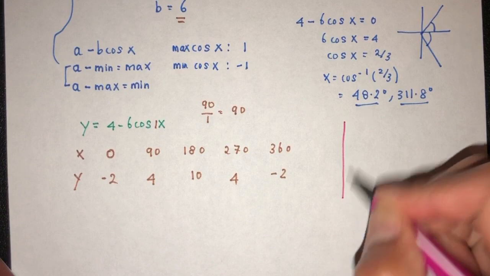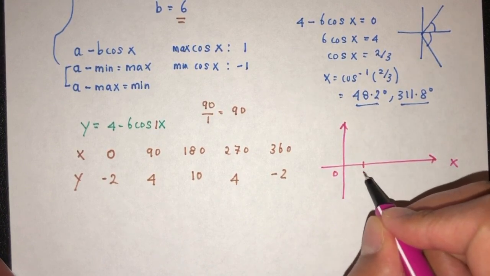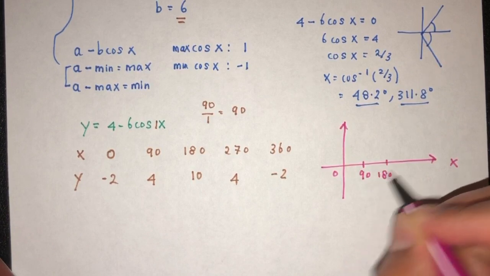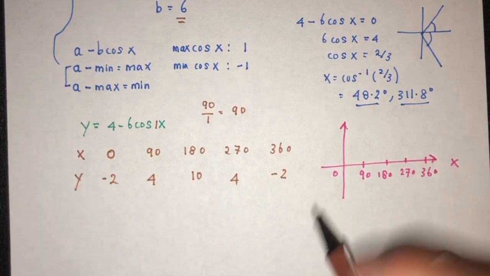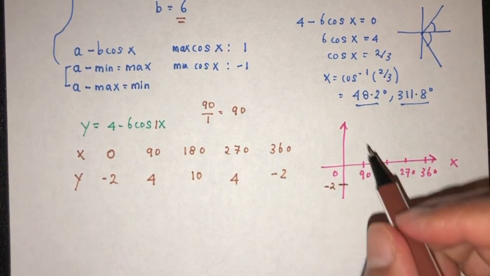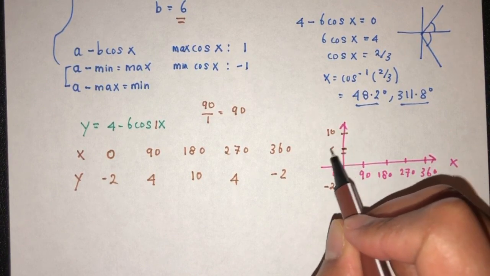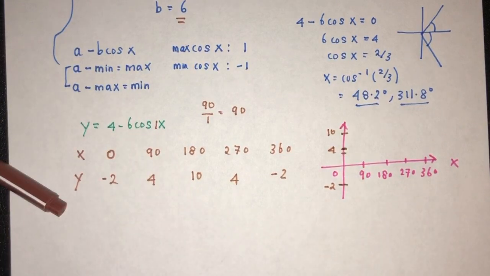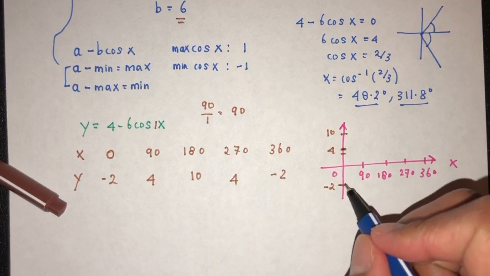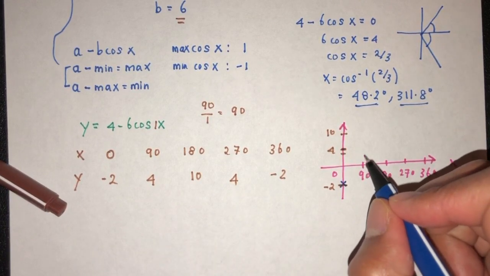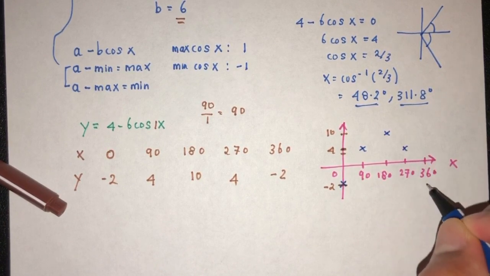For example, that will be the y values and your x values. 0, 90, 180, 270, and 360. That will be minus 2 over here, and here we have the value of 10. And let's say 4 is somewhere over here. So it is only a sketch, it doesn't need to be exact, right? We just need to have the shape of the curve. So 0 minus 2 will be right here. 4 should be somewhere over here. Then we have here, and finally, we have this over here.